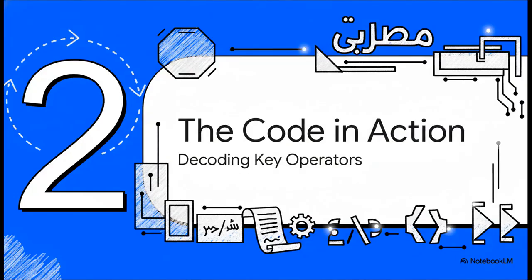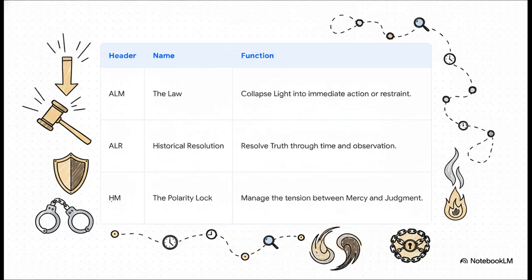Okay, so that's the underlying logic. But how do these commands actually work in practice? Let's break down a few of the most common operators you'll find in the text. Just looking at this, you can see right away they have really distinct jobs. ALM is all about immediate law in action. ALR is about seeing patterns unfold over time. And HM is for managing really intense spiritual pressure. See? They're not interchangeable. They are very specific tools for very specific jobs.